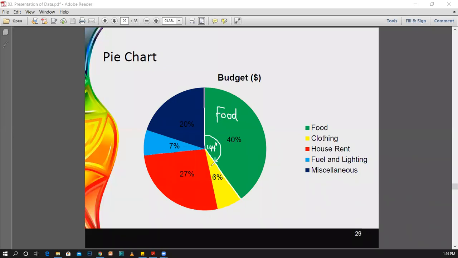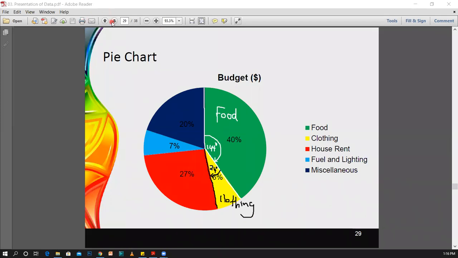The next angle that you have measured is 24. Therefore, you can mark 24 degrees from here, and then you can mark the next sector. This sector is for clothing. Then you can continue from here.